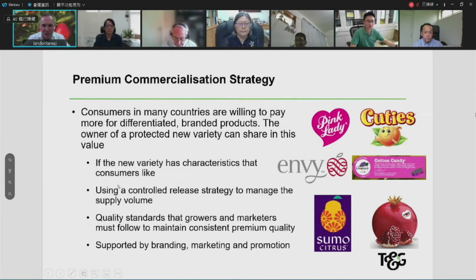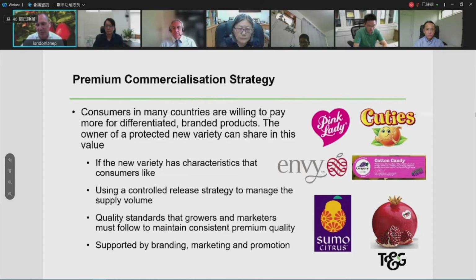So a premium commercialization strategy, this is not the only way to do it. You can have a standard product, you can have one that's a little bit better or new and improved in some ways. A premium commercialization strategy, by that I mean, can get a 25 to 50% higher price compared to another product or fruit in the same category.